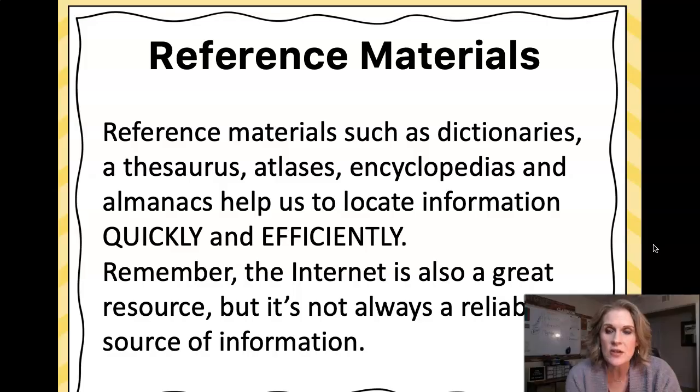Remember, the internet is also a great resource, but it's not always a reliable source of information. So we need to keep that in mind. Also, now that we're in upper elementary and in 5th grade, 6th grade, middle school, high school, and college, you're going to want to use other reference materials when doing research projects or papers, such as atlases, encyclopedias, and almanacs. So although the internet is a great resource, it's not our only resource. Pause if you need to.